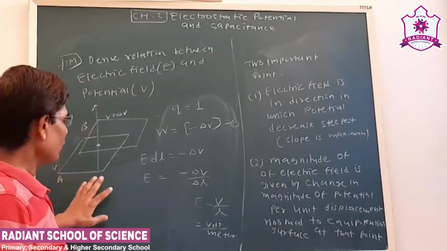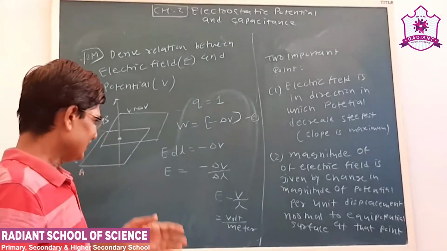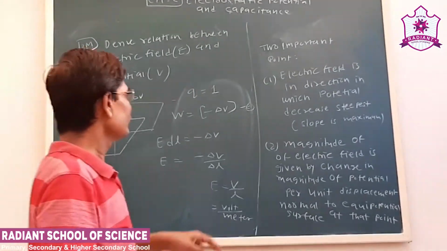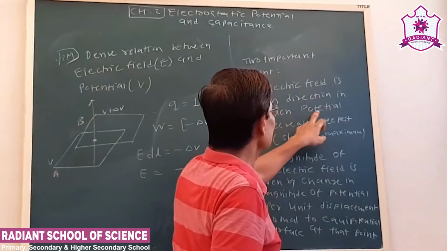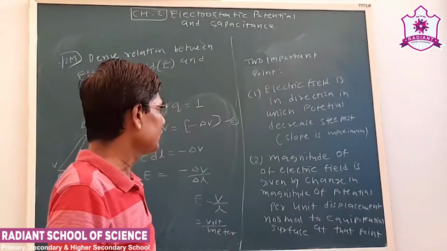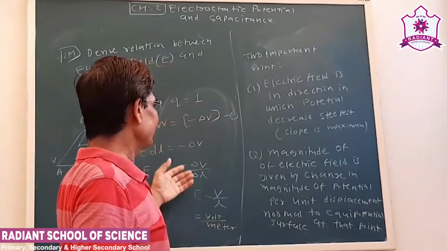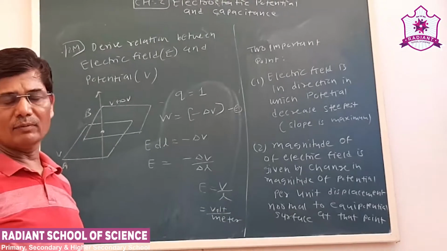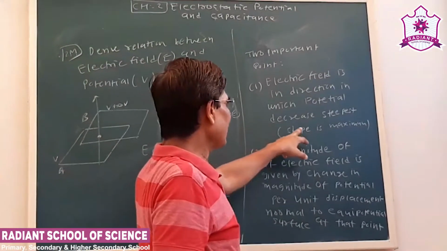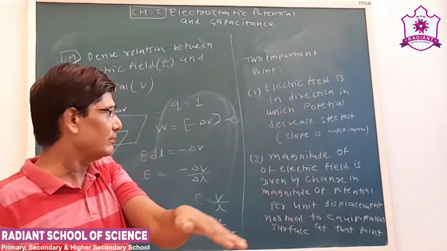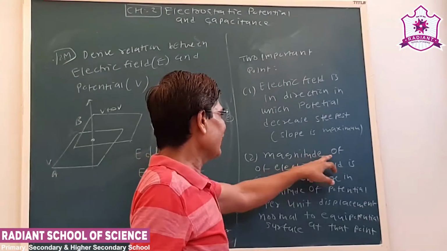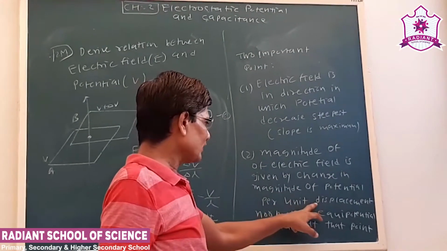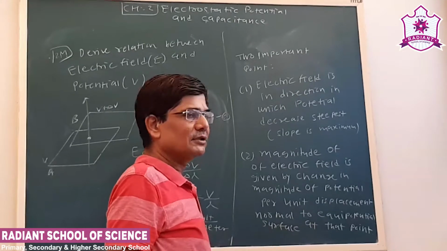Now from this we have two important observations regarding the relation between electric field and potential. First, the electric field is in the direction in which the potential decreases steepest. It is nothing but the slope. Whenever we differentiate one quantity with respect to another, it is in the form of a derivative of the slope, so it will be in the direction in which the decrease will be maximum. And secondly, the magnitude of electric field is given by the change in magnitude of the potential per unit displacement normal to the equipotential surface at that point.